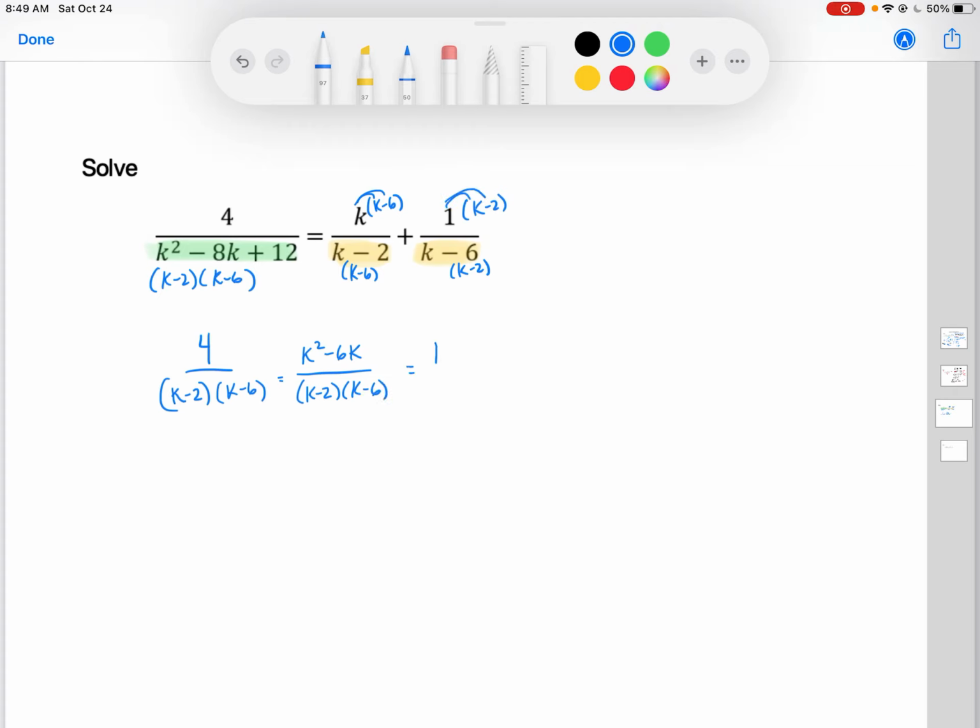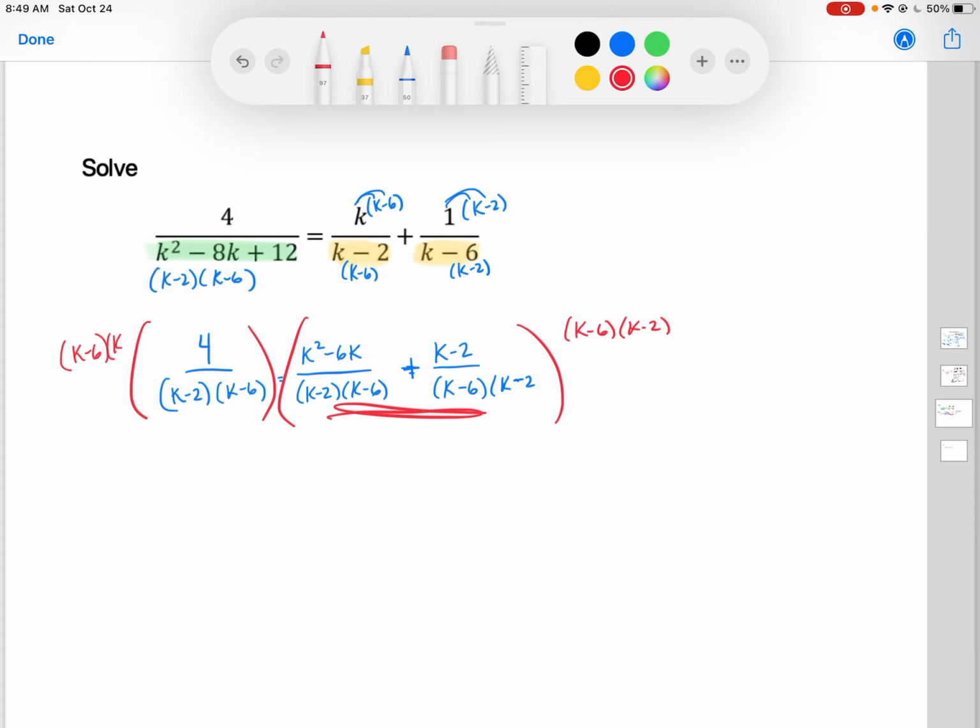That's going to equal, I distribute k minus 2 over the same, oh, not equal, my bad, k minus 6, k minus 2. Now at this point, you don't have to combine these two. I can just go ahead and multiply by my denominator on both sides of the equation, because what you do to one side, you have to do to the other.